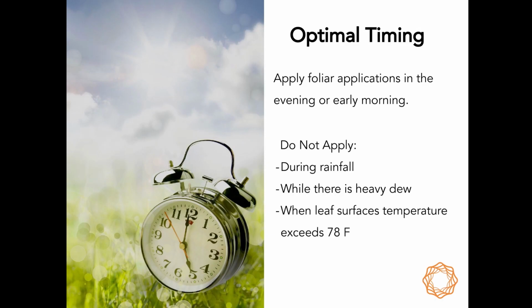And do not apply when leaf surface temperatures exceed 78 degrees Fahrenheit. Now, just to reiterate, this is specifically leaf surface temperature, not air temperature. So when leaf surface temperatures exceed 78 degrees Fahrenheit, the plants will largely have slowed down photosynthesis and switched to photorespiration, and you do not have good nutrient absorption through the leaf surface at those higher temperatures.